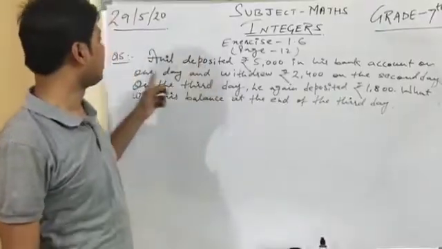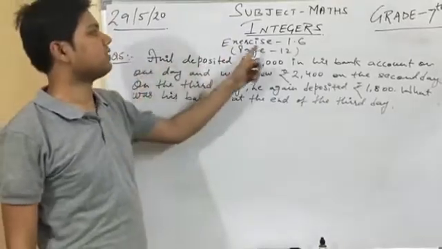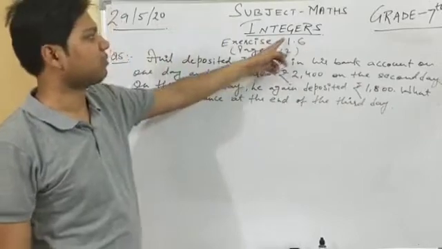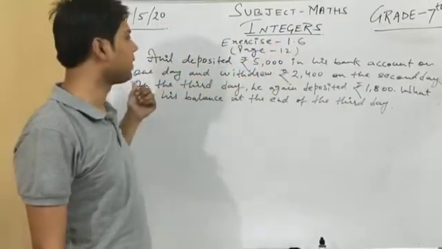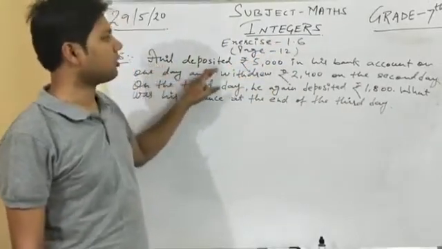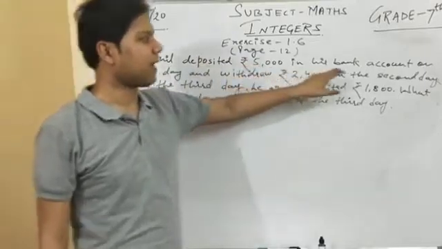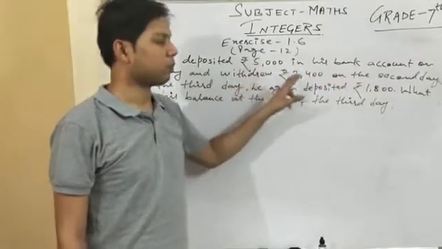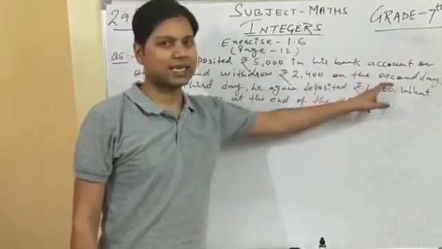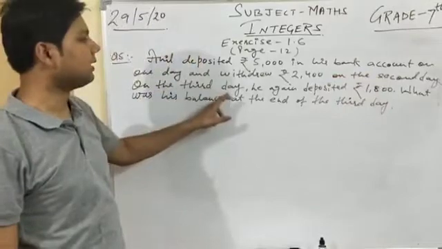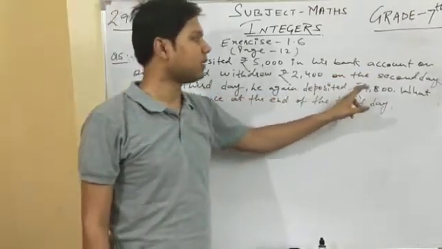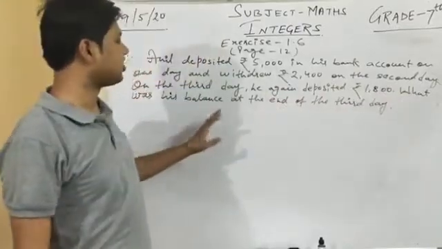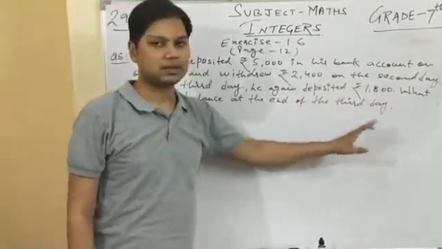Now we have question number 5 of exercise 1.6, which is given on page number 12. Anil deposited rupees 5,000 in his bank account on one day and withdrew rupees 2,400 on the second day. On the third day, he again deposited rupees 1,800. What was his balance at the end of the third day?